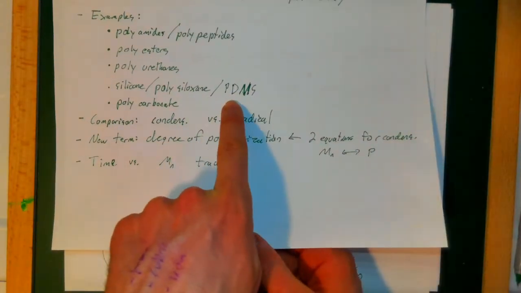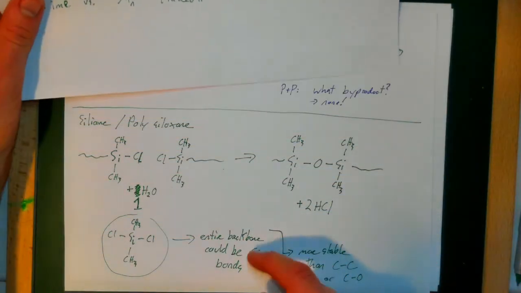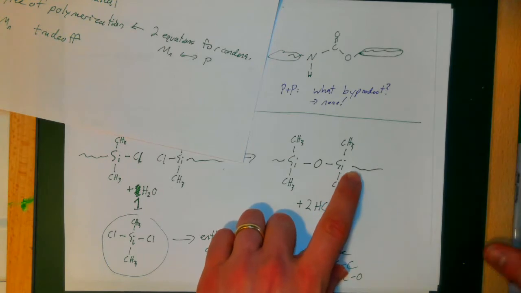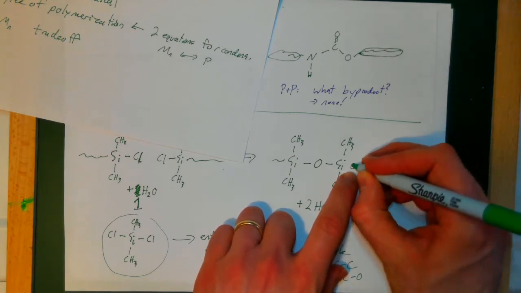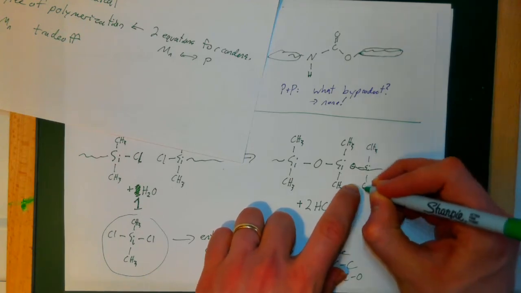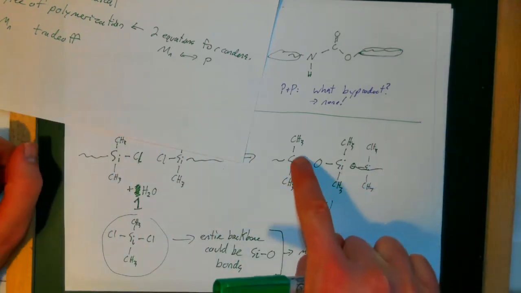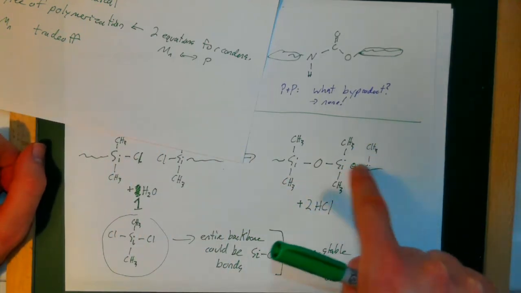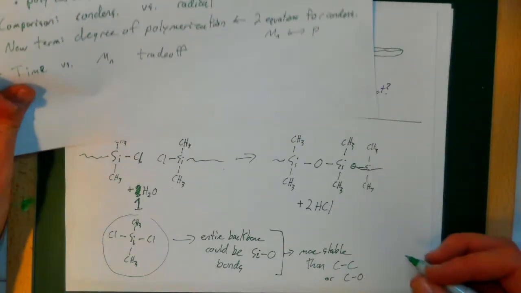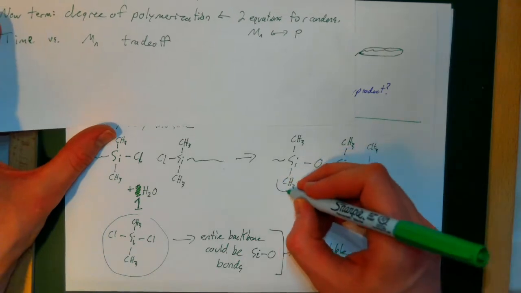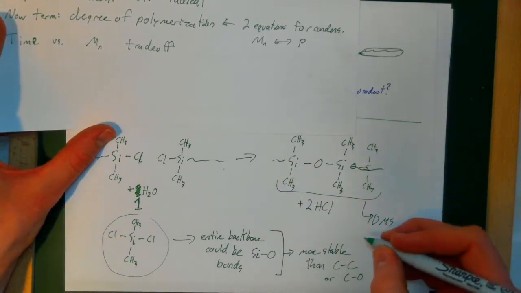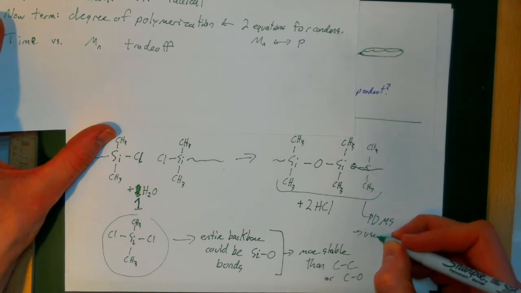PDMS, or polydimethylsiloxane, is basically this molecule here, where it's silicon, oxygen, and then if I had oxygen, silicon, CH3, CH3, it's just this motif repeating over and over and over again. These are useful in microfluidics as well. So essentially what I have here, PDMS, is useful in microfluidics.